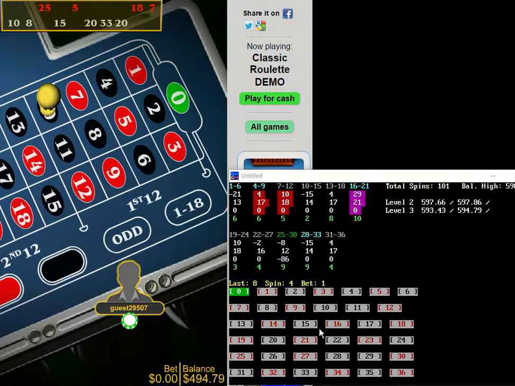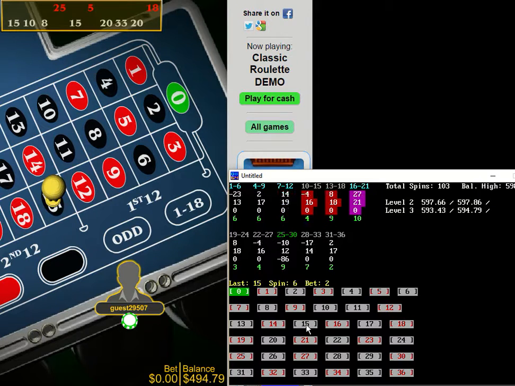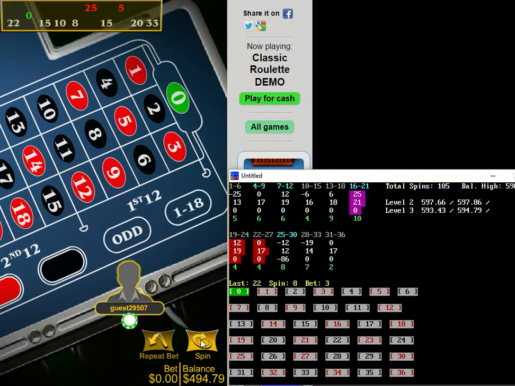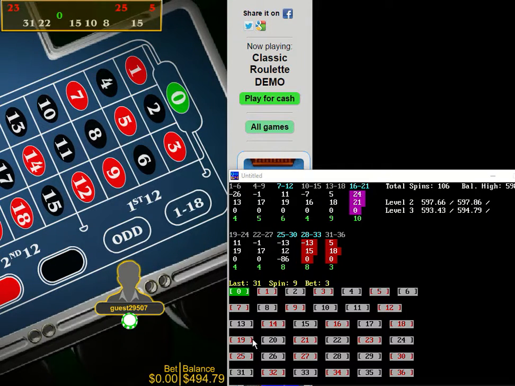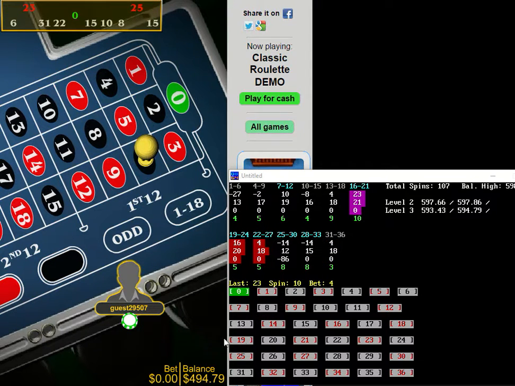Our Queen of the Hill is 19 to 24, right? Well, no, it's 7 to 12 now. Okay, well, it's very close. So let's just wait and see after 100 spins. Okay, yeah, Queen of the Hill is disputed there, 7 to 12 versus 19 to 24. Okay, and 31 to 36 has fallen off, which is what we want. Okay. So far shaping up really well.